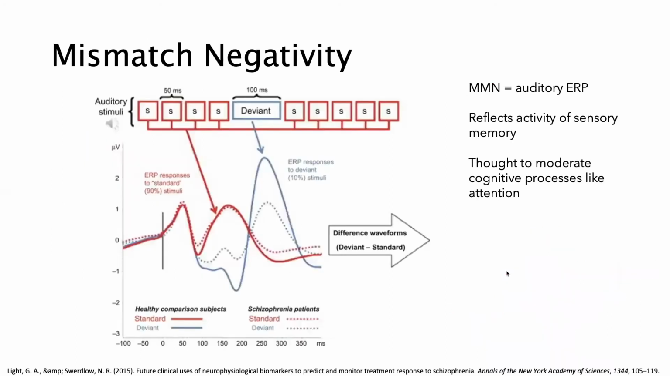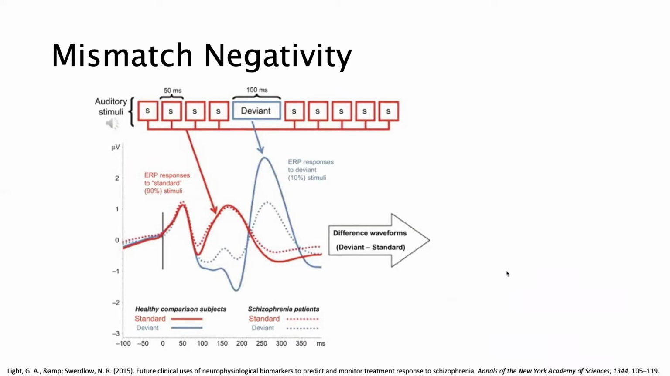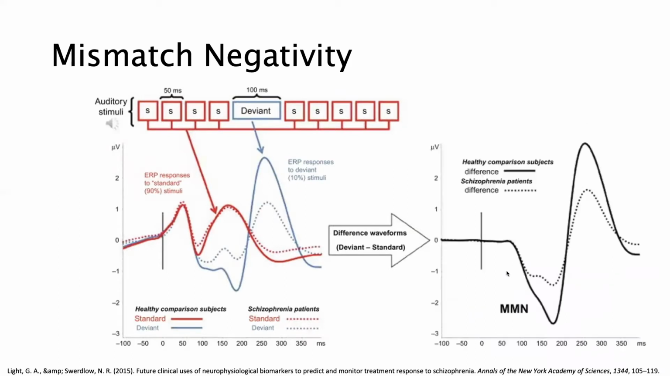The difference between the standard and deviant ERP waveforms is known as mismatch negativity. This is an auditory ERP that is thought to reflect components of attention, such as sensory memory. Patients with schizophrenia show a distinct lack of MMN from the distraction task, as you can see here.